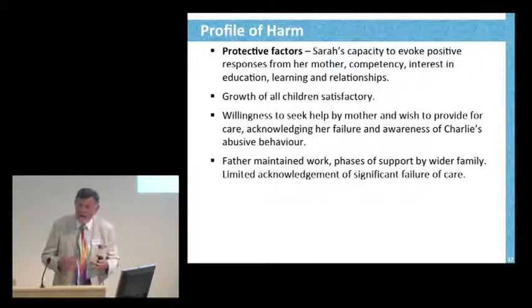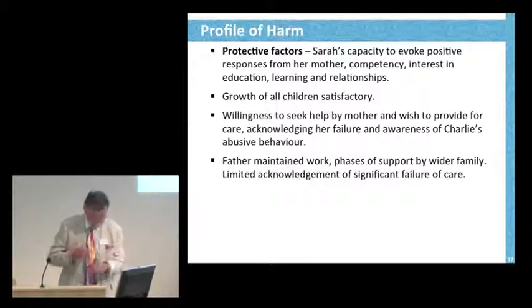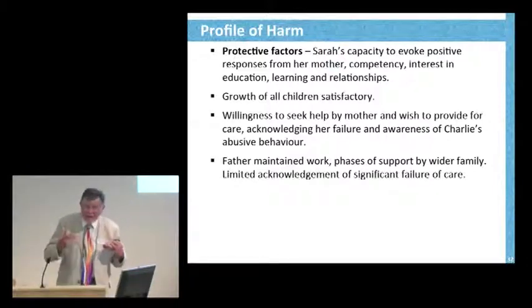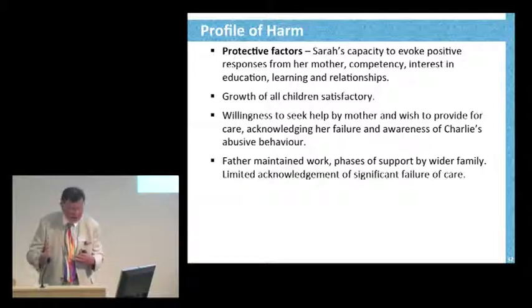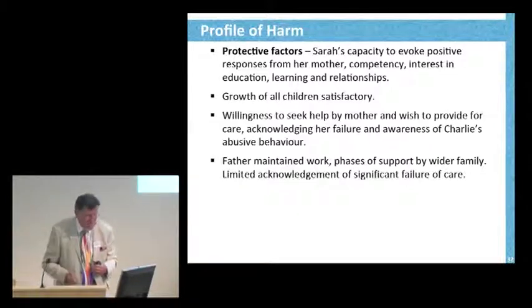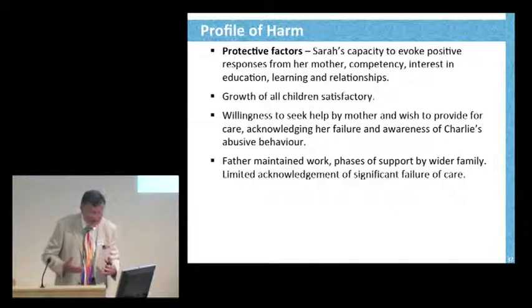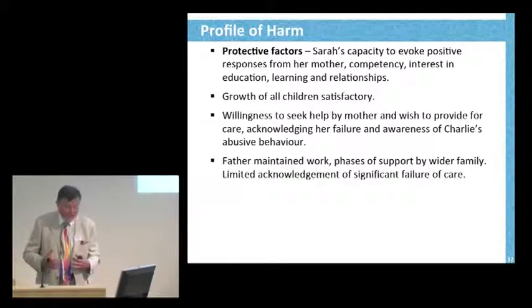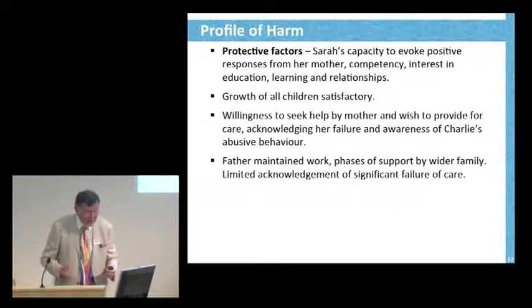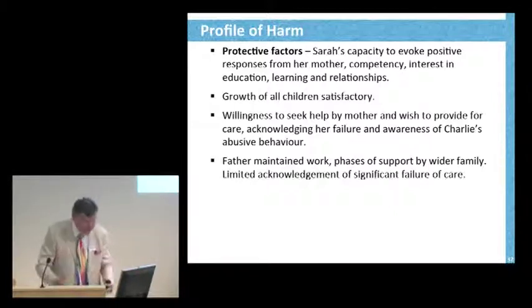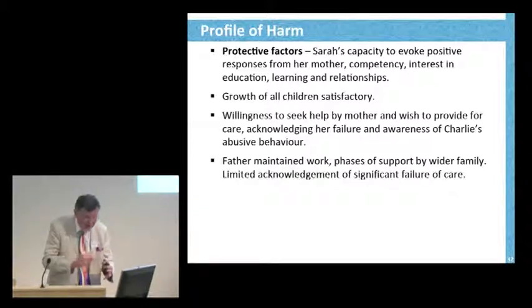Protective factors were Sarah's capacity to evoke a positive response from her mother, and her competence and interest in education, learning, and relationships. The growth of all children was satisfactory. Nutrition was satisfactory. There was willingness to seek help by mother and a wish to provide for care, acknowledging her failure and an awareness of Charlie's abusive behavior. Father maintained work. There were phases of support by the wider family.